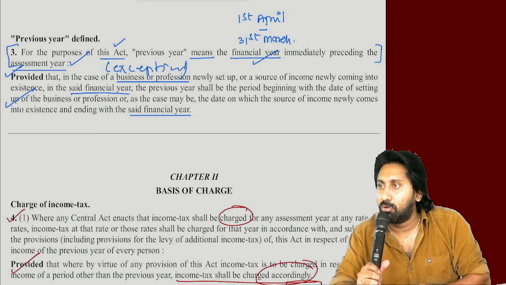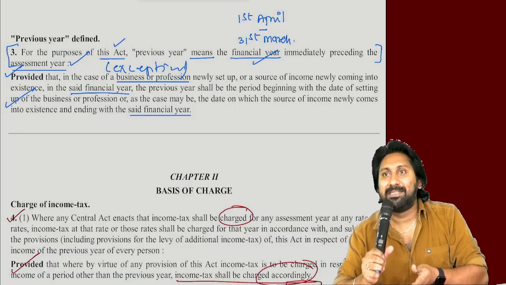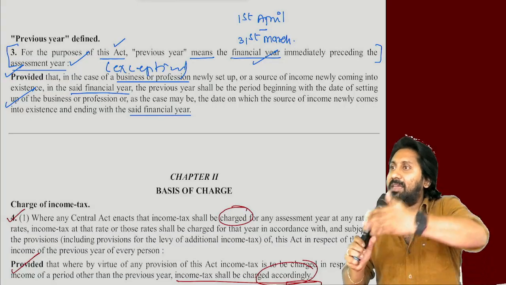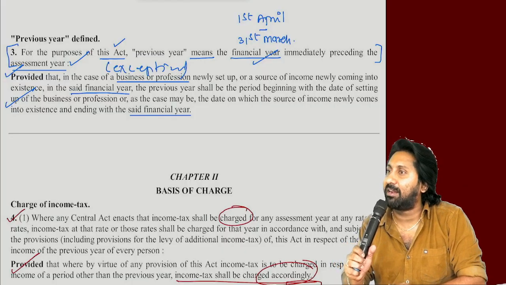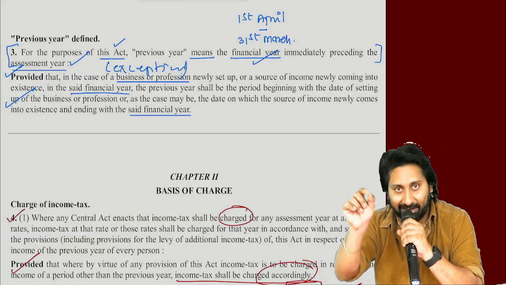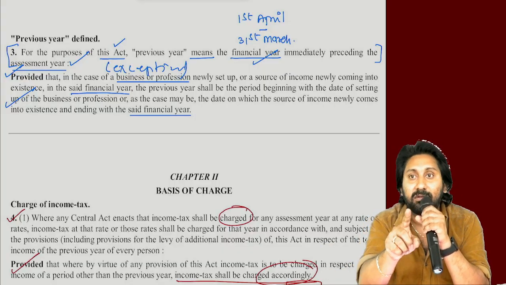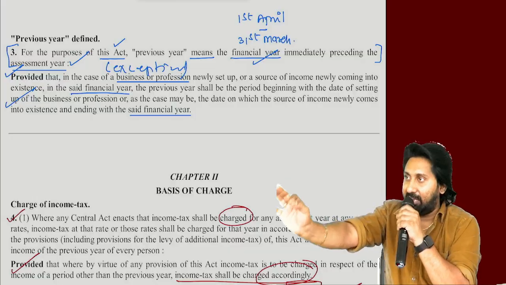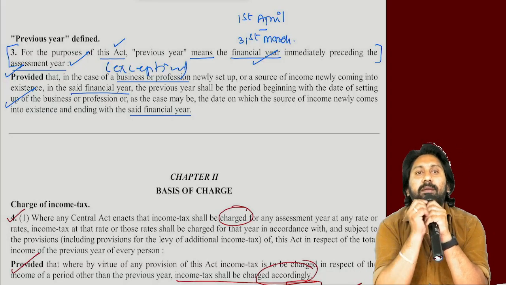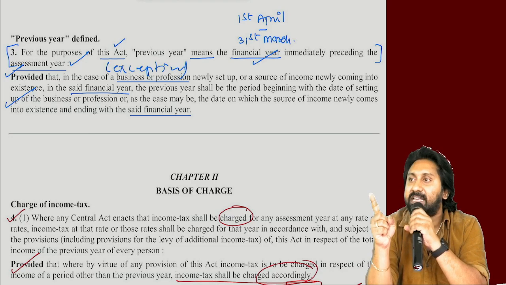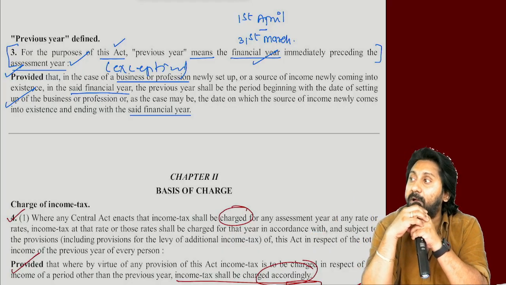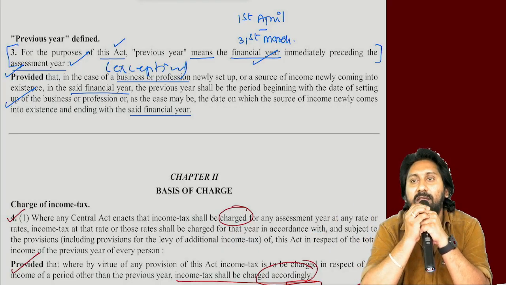When it started, 12-13 will start on which date? 1st April 2012. Wrong. My business came on 4th January, so how can the year start for me from the 1st April of 2012? My previous year will be 4th January 2013 to 31st March 2013. That is my first financial year. Listening? So my first financial year is my previous year. My first previous year will be made up of a 12 month period or only a 3 month period?